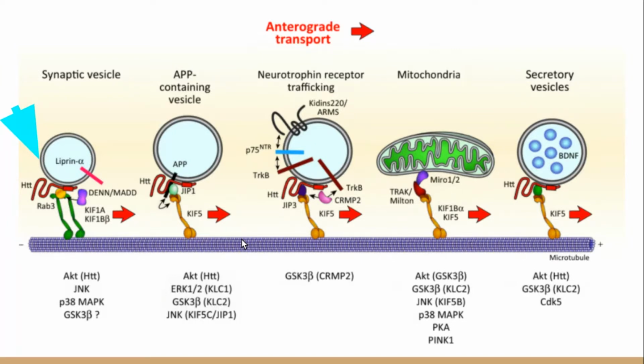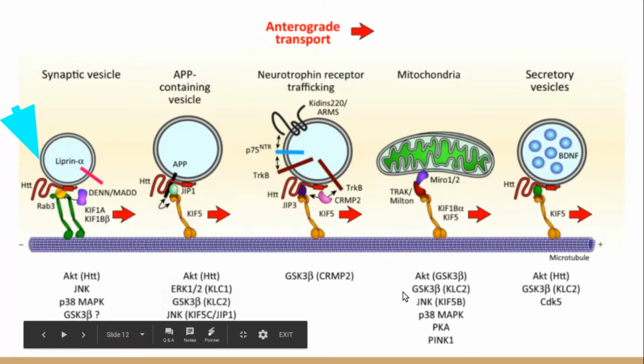Below each of these is a list of various kinases. Down here, these are just a list of various kinases that are known to regulate that transport. I'll just point out GSK3 beta. We're going to briefly talk about GSK3 beta when we talk about neurodegeneration because it seems to be upregulated, as does JNK. GSK3 beta, JNK, and CDK5 are all stress-associated kinases.